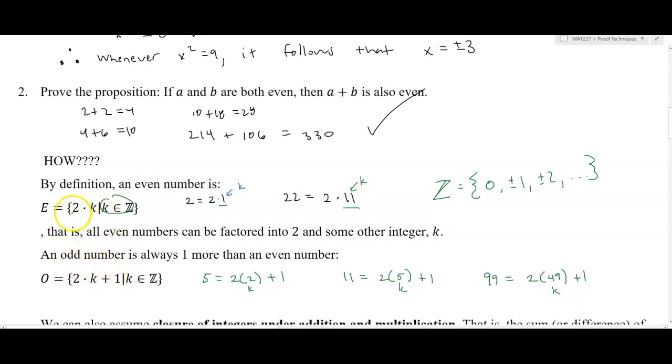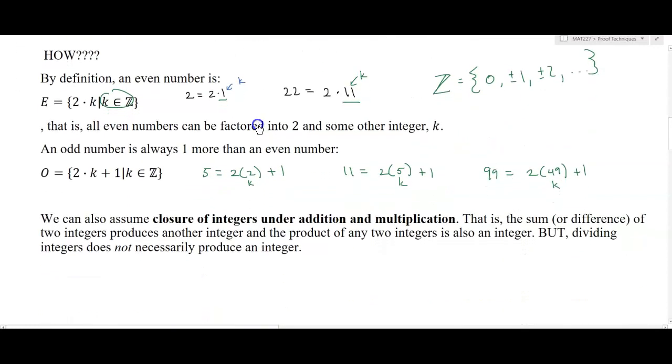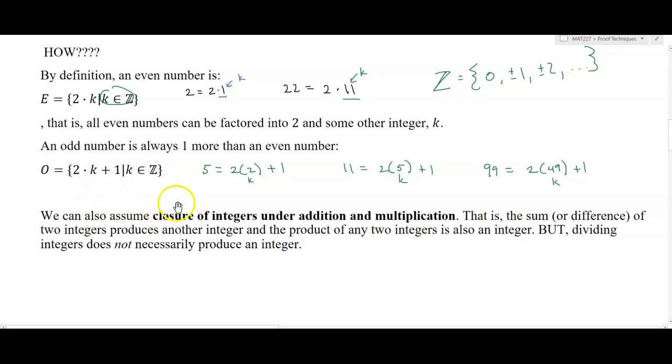So we don't really focus on the k, we just focus on whether it can be written as 2 times an integer, i.e. even, or 2 times an integer plus 1, i.e. odd. Okay, so now we're prepared, along with one more fact that we'll need.